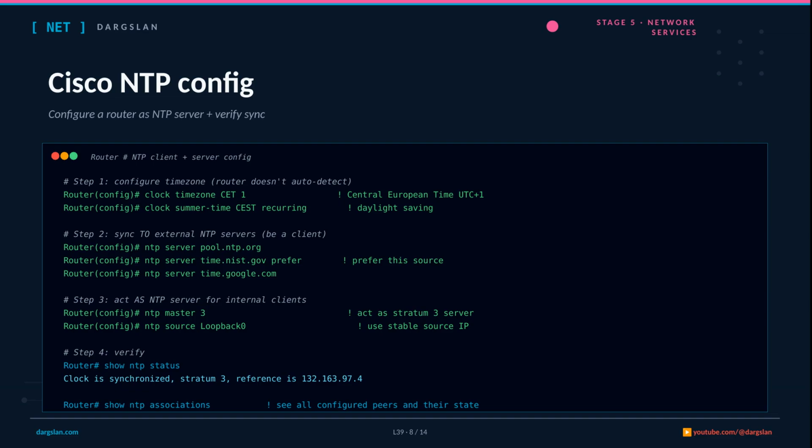The ntp master 3 line is the key one. It tells this router to act as a Stratum 3 server for everyone inside. And sourcing from loopback 0 means your clients always see the same IP, even if a physical interface flaps. Finally, show ntp status confirms you're synchronized and tells you exactly which upstream you're locked to.